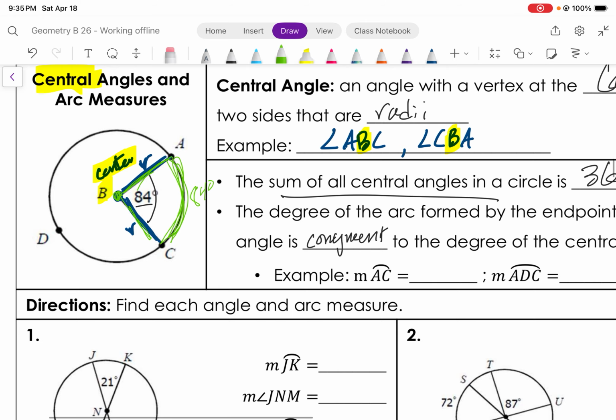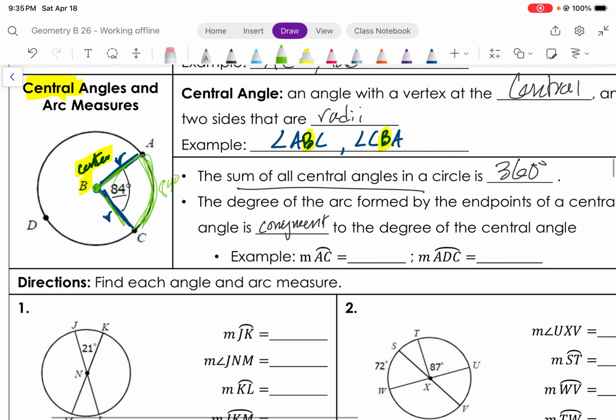Okay? So if you can recognize and say, hey, look, that's a central angle, its corresponding pizza crust or arc measure will be congruent. They'll be the same thing. So if we're looking at this again, the example would be, hey, look, that's 84 degrees. Well, the arc measure is also going to be 84 degrees.